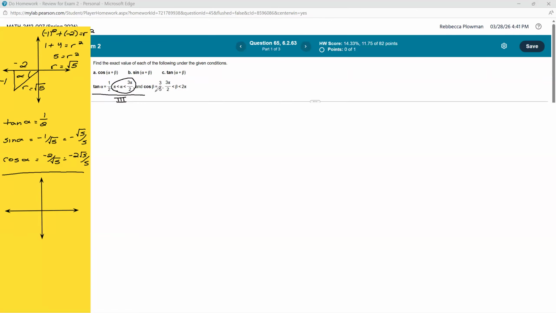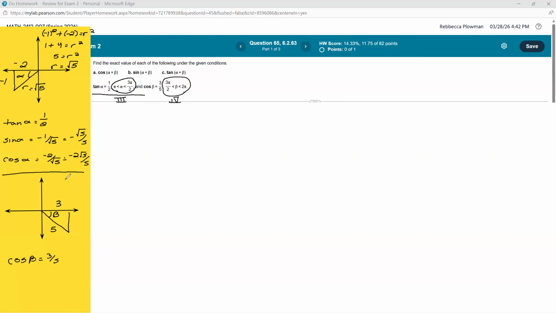Cosine of beta is 3 over 5, and beta is between 3 pi over 2 and 2 pi. So this is quadrant 4. So this is where beta is. And we said cosine beta is 3 over 5. So that is, sine beta is 3 over 5. So that is the opposite over hypotenuse.